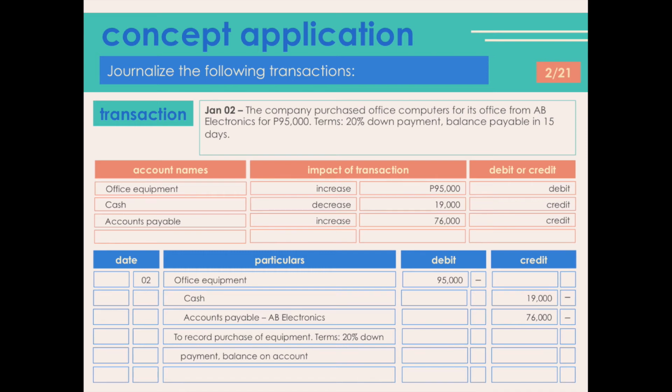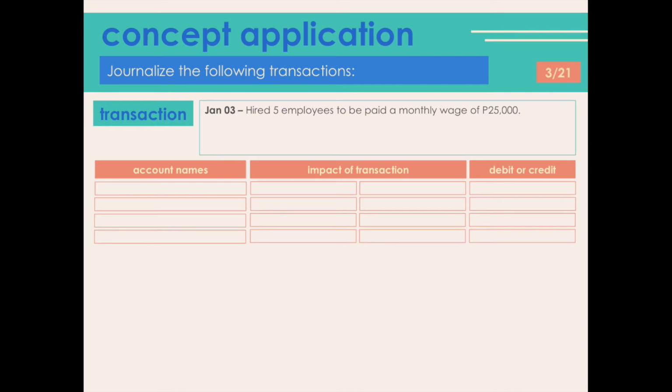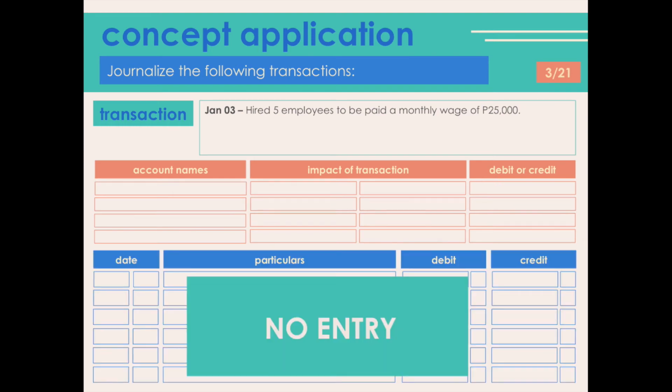We no longer have to repeat the month since we're assuming that the journal entries are still recorded on the same page. January 3. Hired 5 employees to be paid a monthly wage of 25,000 pesos. This transaction is merely stating the fact that the company hired employees. The employees haven't provided any services yet as of today, so this transaction actually has no financial character as of now. Therefore, no entry is necessary.